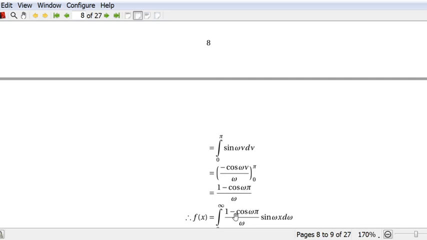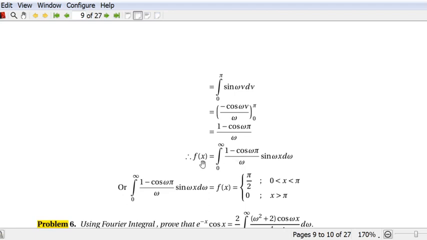Substitute this b of omega in our representation. So f of x can be rewritten as the integral 0 to infinity of 1 minus cos pi omega by omega, sin omega x d omega. Now, changing the side, the integral 0 to infinity of 1 minus cos omega pi by omega, sin omega x d omega is equal to f of x. I rewrite f of x as pi by 2 when 0 less than x less than pi, and 0 for x greater than pi. That is the required expression.